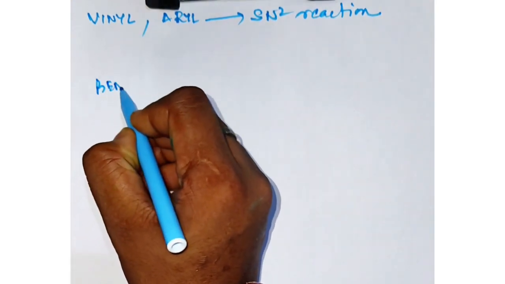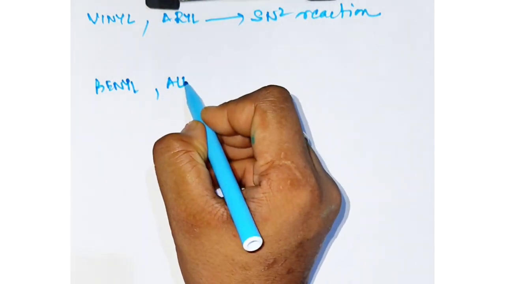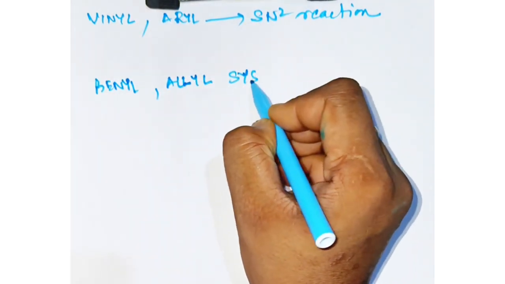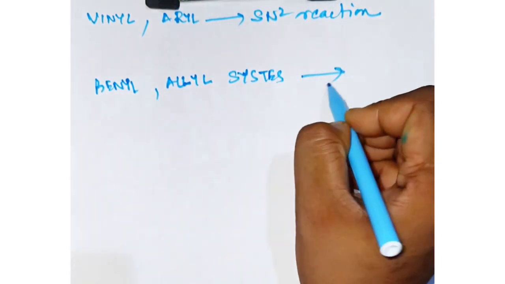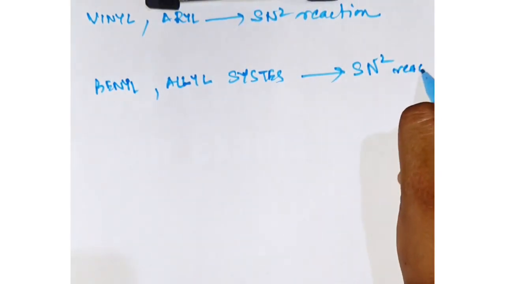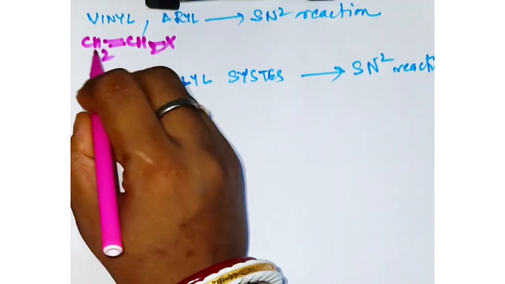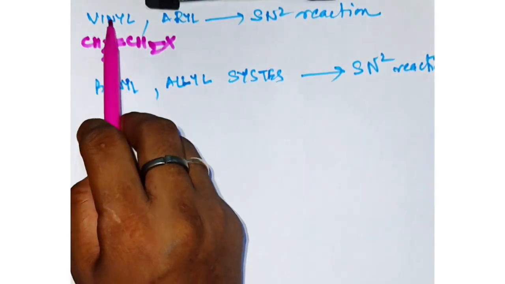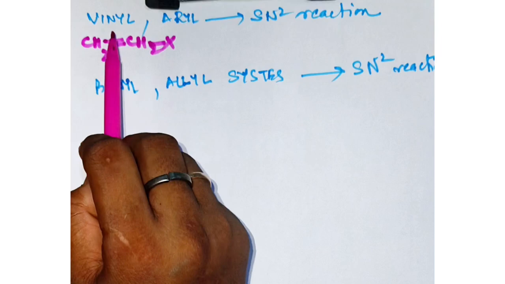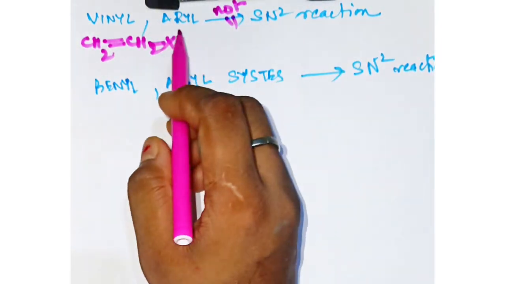Benzyl and allyl systems go easily for SN2 reaction. Okay, see why it is. CH2=CH, so this is your vinyl. They are not prone to your SN2 reaction. This is not prone. Okay, and here aryl.